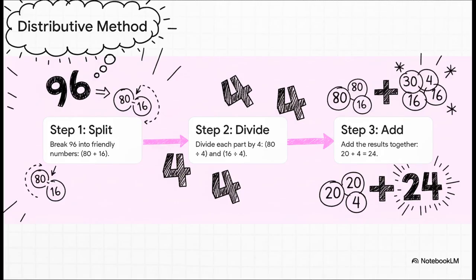Okay, let's start with what's called the distributive method. This is just a brilliant break-it-down strategy. Instead of wrestling with 96, you just split it into friendlier numbers, like 80 and 16. Dividing each of those by 4 is way easier. That gives you 20 and 4. Add them up and boom, you get 24. No long division needed at all.